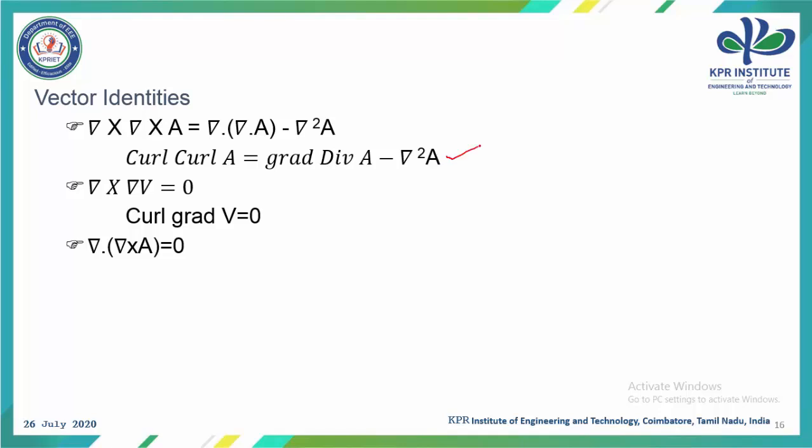Del cross del V equals 0. That means curl of gradient of V is 0. Next, del dot del cross A equals 0. That means divergence of curl is 0.